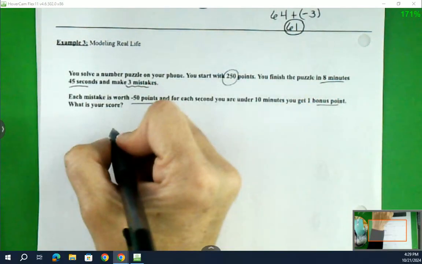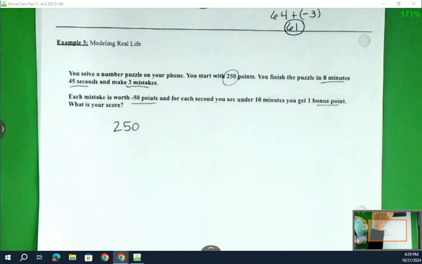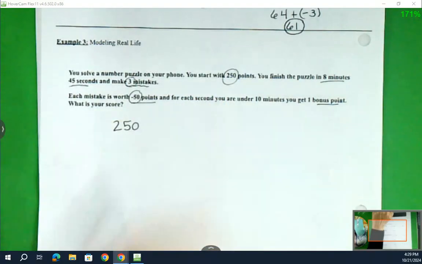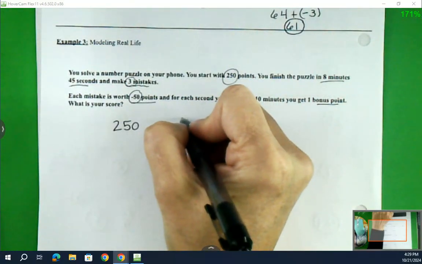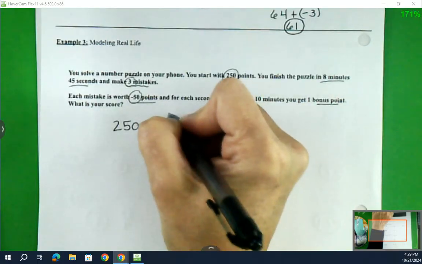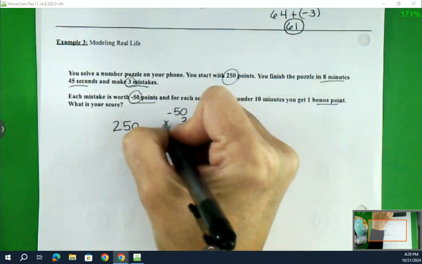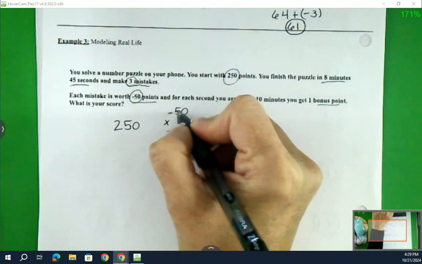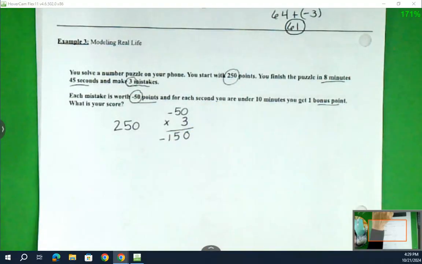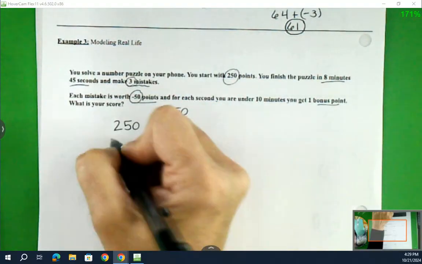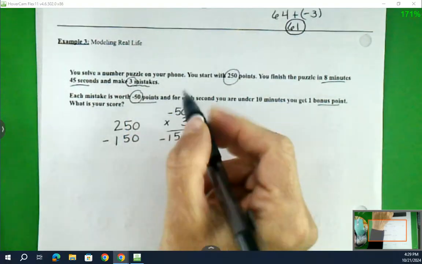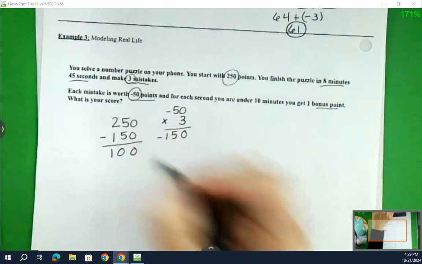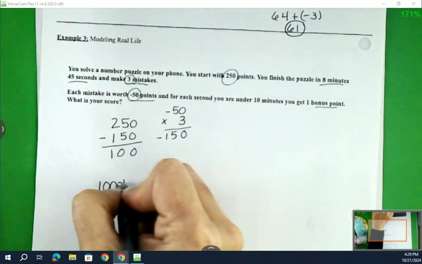We start with 250 points. So we know we have that. We also know that we've made 3 mistakes, and for each mistake, it's negative 50. So we're going to do 3 times negative 50. And when we multiply, we have 3 times 0 is 0, and 3 times 5 is 15. So we have negative 150. So we're going to subtract that amount because we don't have those points. Okay, we started with 250, but we have to take away for our 3 mistakes. And so that means now we're working out of 100 points.